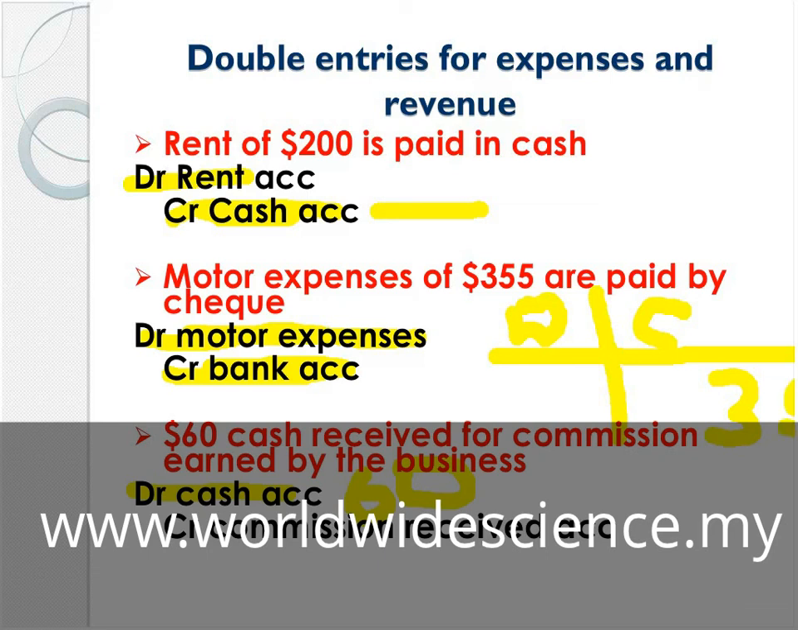And the rent of 200, I'm going to show you. This is the debit side. This is the credit side. It's paid by cash. We show it here, like we lose 200 money, we paid. And the last one, the 60 cash received for commission earned by the business. So we received the money. When we receive money, we show it on the debit side, on the left-hand side, 60. I hope you can understand my writing. So this is the answer for these questions.